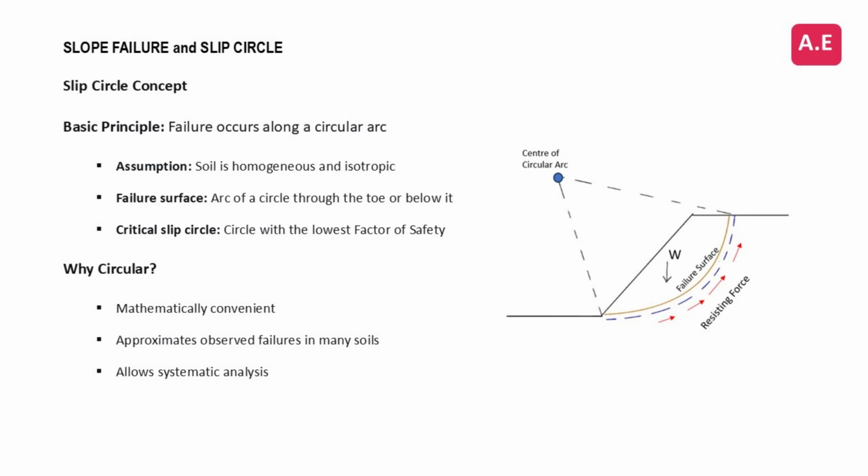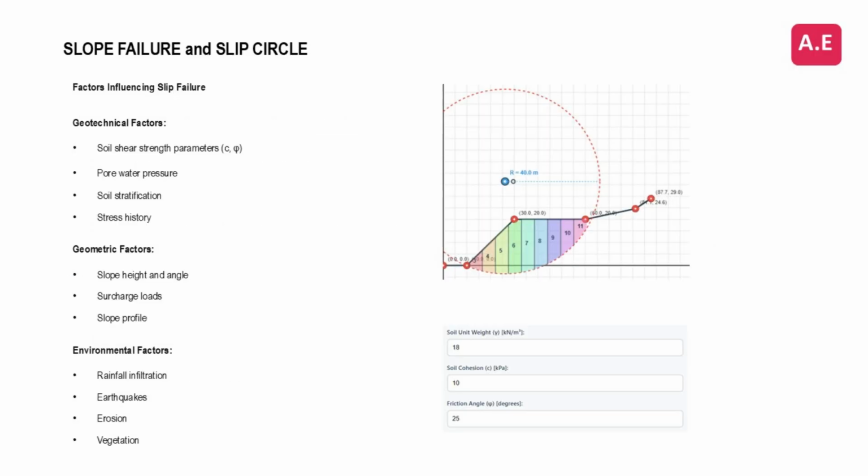But why a circle? For three good reasons. It's mathematically convenient, it closely approximates real failures observed in many soils and fills, and it allows for a systematic, trial and error analysis to find that critical surface. This elegant simplification gives us a powerful tool.